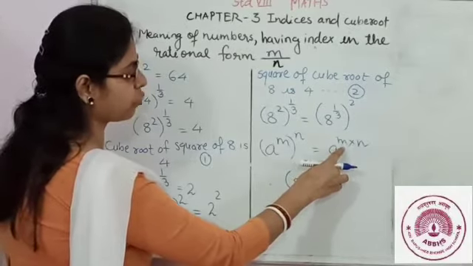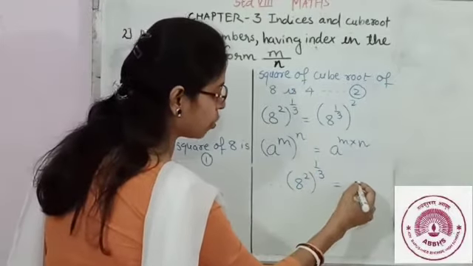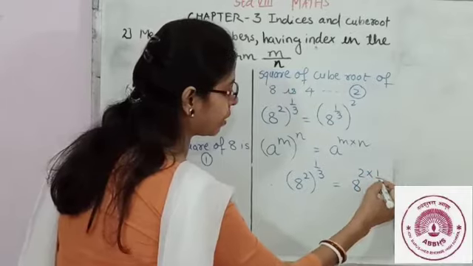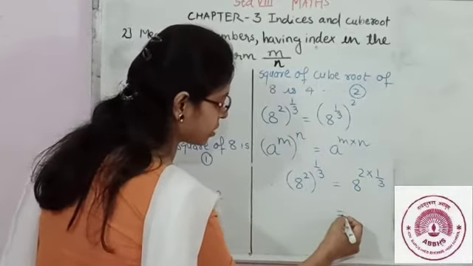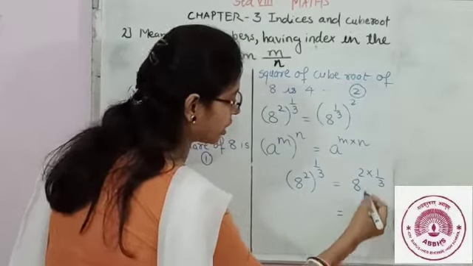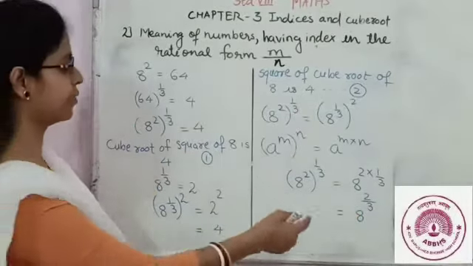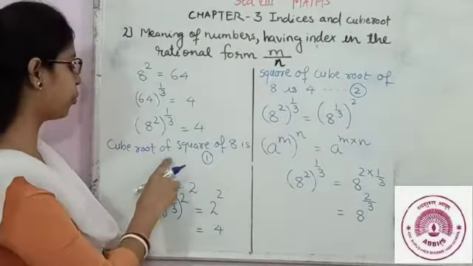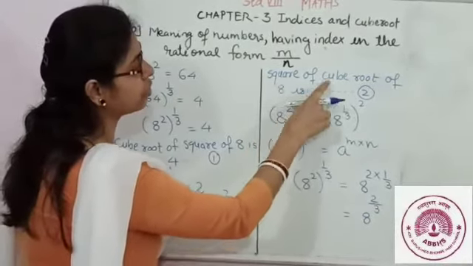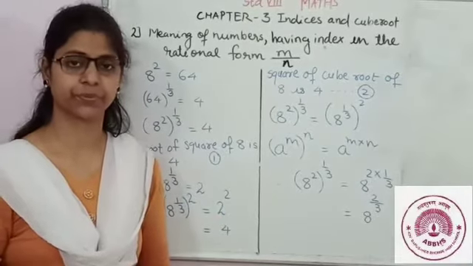So what is the law here? We have to multiply both the indices. So 8 raised to power 2 multiplied by 1 by 3. So what is the answer? 8 raised to power 2 upon 3. Now we can read this in both ways. We can read this number as cube root of square of 8. We can also read this as square of cube root of 8. So both are correct.